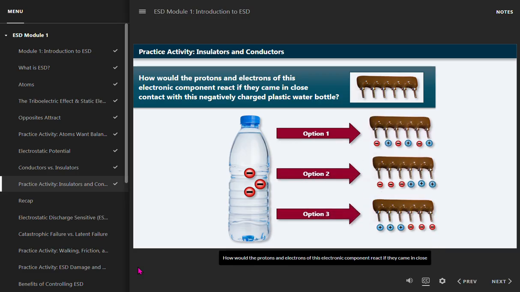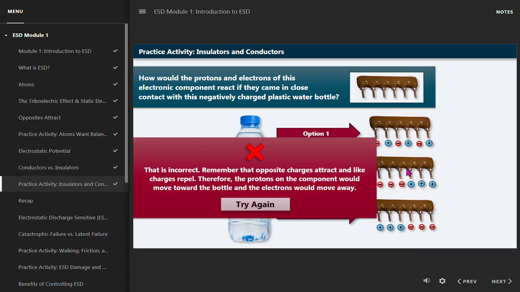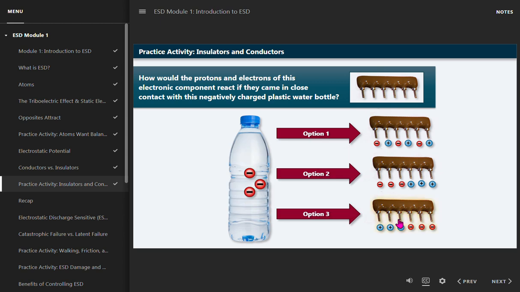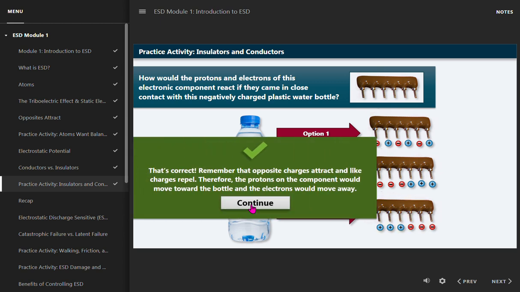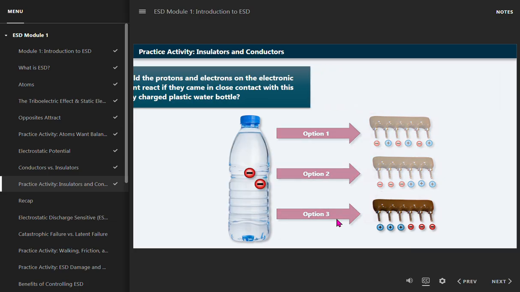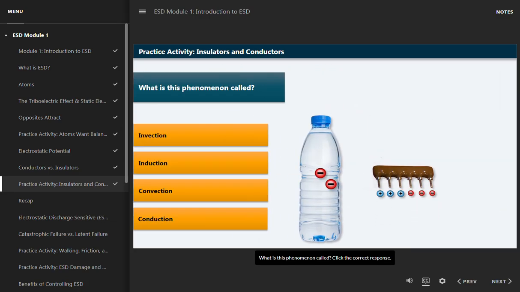How would the protons and electrons of this electronic component react if they came in close contact with this negatively charged plastic water bottle? Click the correct electronic component. What is this phenomenon called? Click the correct response.